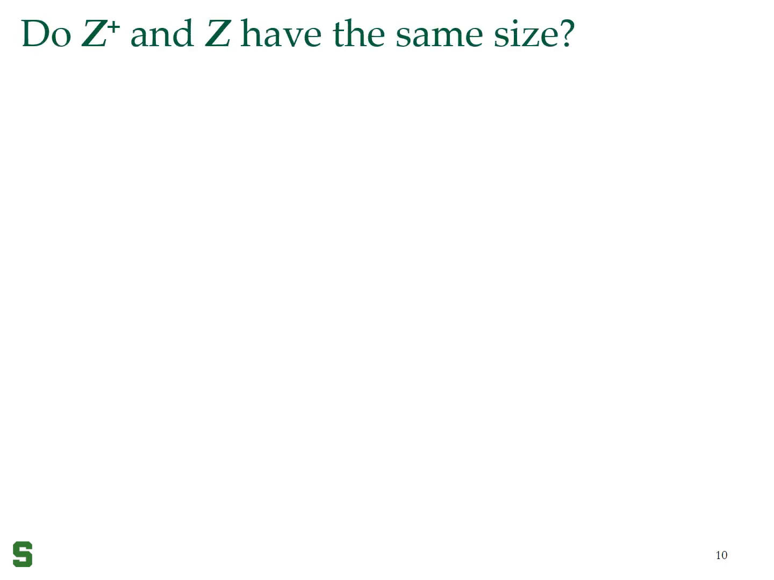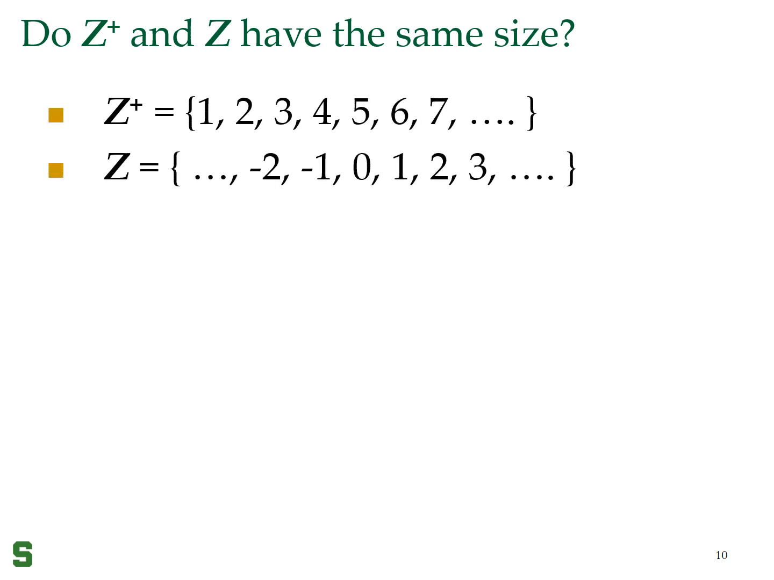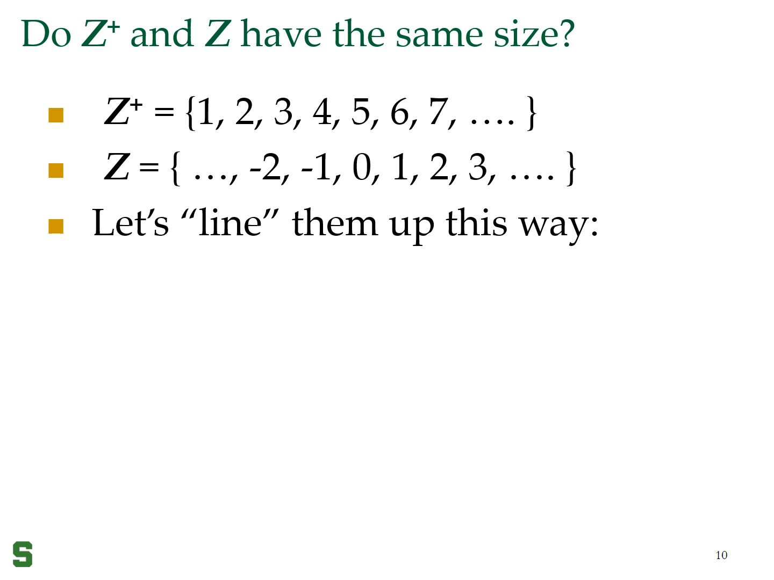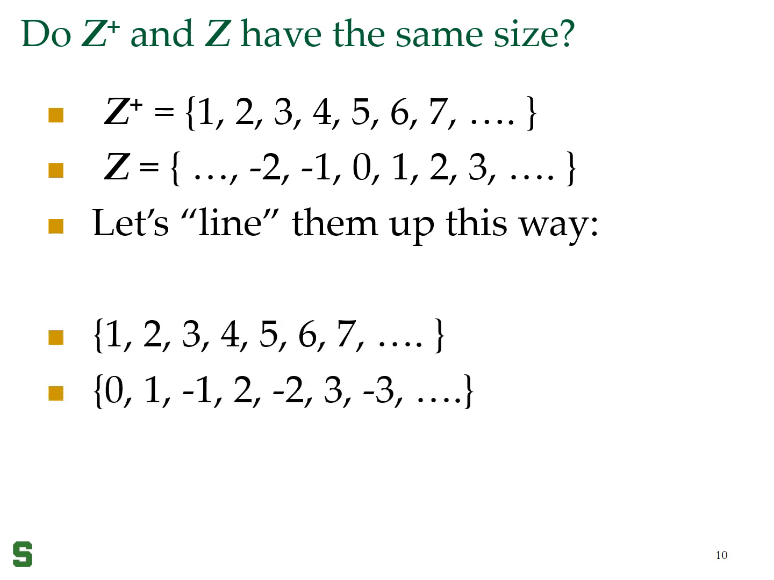So let's look at this question of do Z plus and Z have the same size? Z plus is the set of positive integers, Z is the set of all integers. To do that, let's try to line up the Z plus and Z in this way. So Z plus is as is. Z is organized as we start with 0, then 1, then minus 1, then 2, then minus 2, and so on and so forth. And what we're going to do is create a mapping where 1 maps to 0, 2 maps to 1, 3 maps to minus 1, 4 maps to 2, 5 maps to minus 2, and so on and so forth.